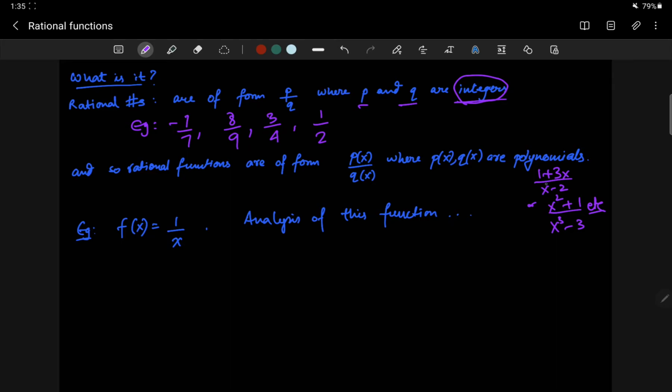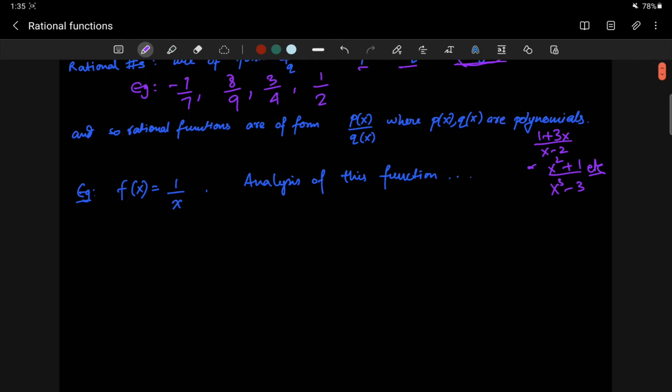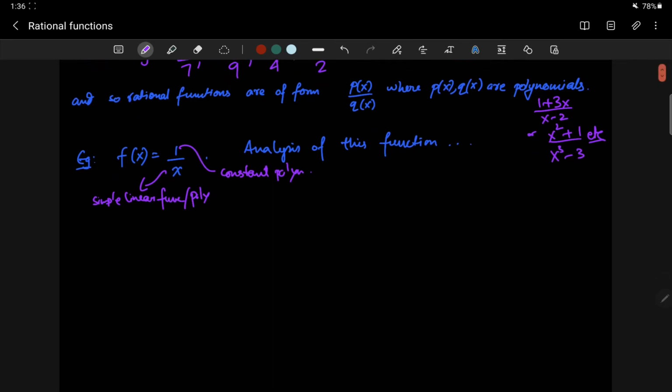Now these are rational because the coefficients are all rational. There's not going to be any square roots and stuff like that involved. And both numerator and denominator are going to be purely polynomials. Okay. So let's start with the simplest possible rational function, which is 1 over x, okay? So what we have here is that the numerator is a constant polynomial and the denominator is a simple linear function or polynomial.